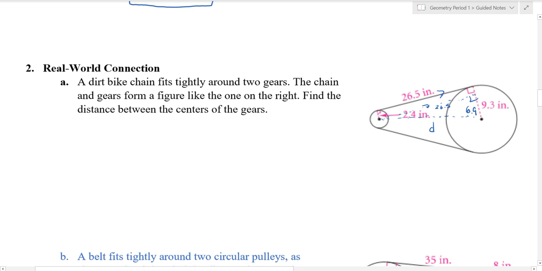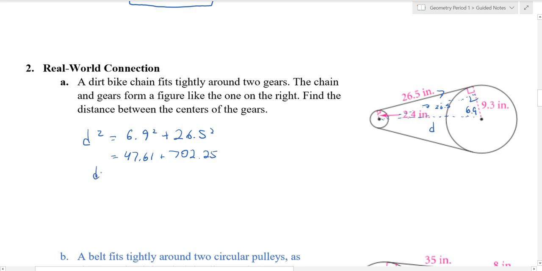And we can use the Pythagorean theorem. Pythagorean theorem tells me that the hypotenuse squared, which is d squared, equals 6.9 squared plus 26.5 squared. 6.9 squared equals 47.61. 47.61 plus 26.5 squared to be 702.25.